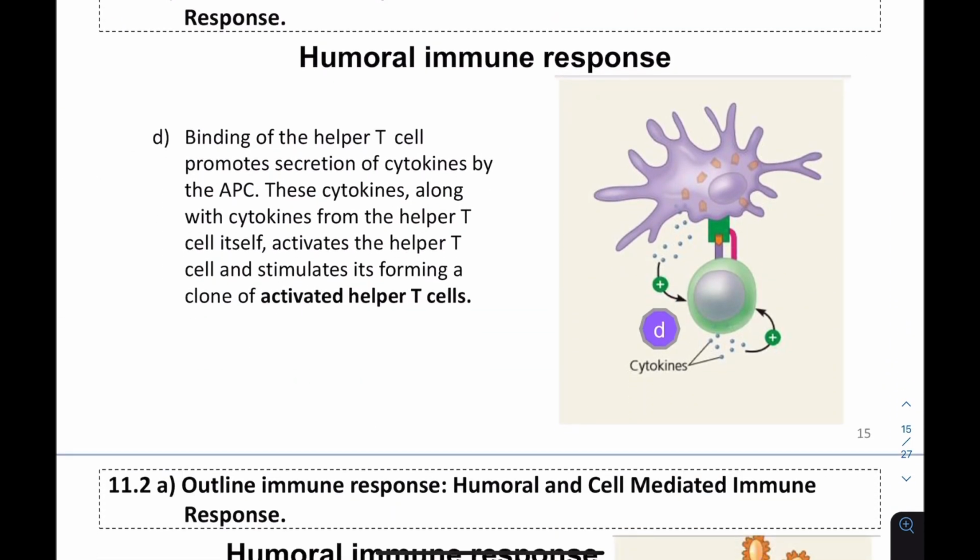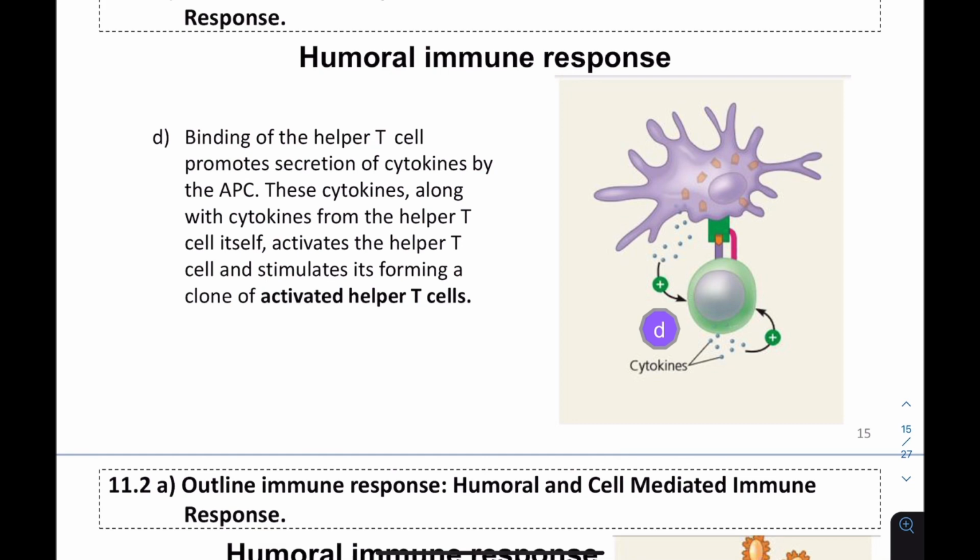Okay. The binding between the helper T cell and the macrophage will promote secretion of cytokine. So cytokine from both the macrophage, so macrophage akan secrete cytokine, kita punya helper T cell pun akan secrete cytokine juga. So cytokine from both the macrophage, antigen presenting cell ini, dan kita punya helper T cell ini will stimulate our helper T cell untuk proliferate and differentiate. Proliferate maksudnya increase in number lah. Differentiate, acquire specific function. So cytokine from both the macrophage and helper T cell will stimulate our helper T cell to proliferate and differentiate to become activated helper T cell and memory helper T cell.